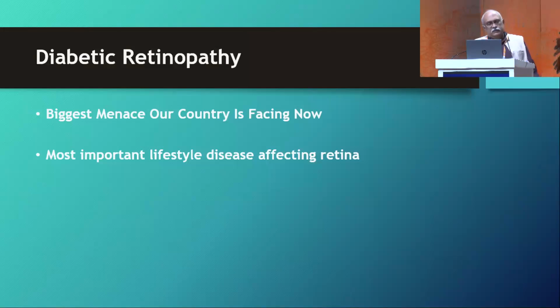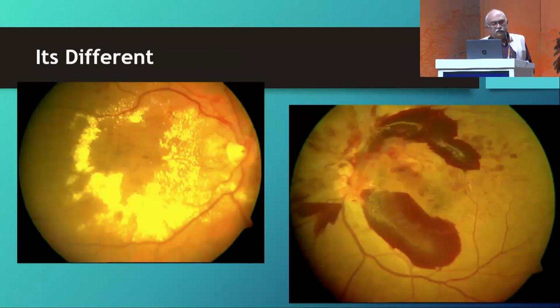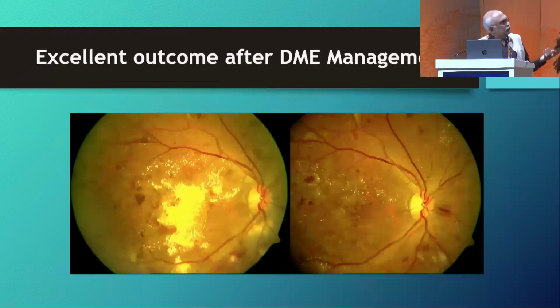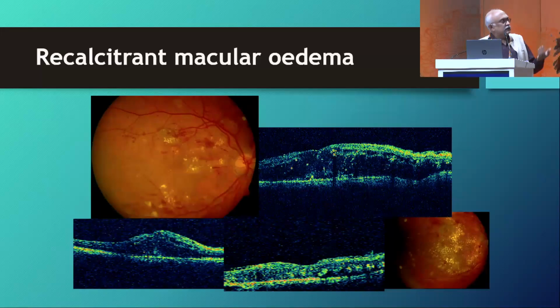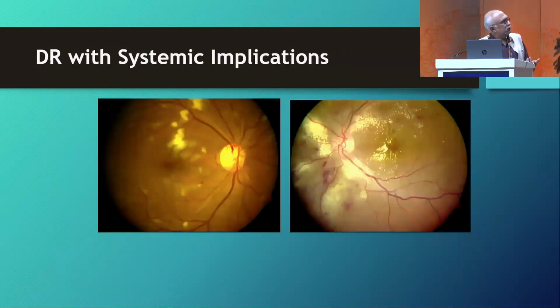And now the biggest menace is diabetic retinopathy. It is the most important lifestyle disease affecting the retina, and mostly half of the patients that we see in the OPD have diabetic retinopathy. The findings, you can get a maculopathy or a PDR, and the course and prognosis is different. One is blinding, another causes severe visual morbidity, and sometimes the DME can have a good outcome, but not always. There are recalcitrant cases depending on the systemic metabolic control.